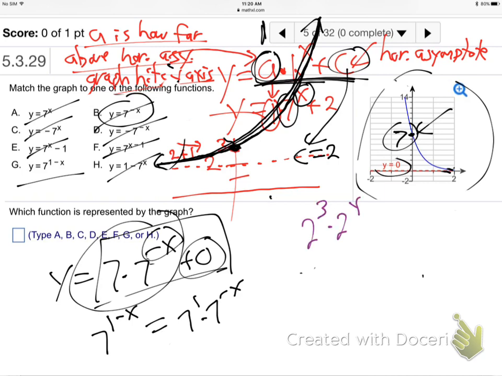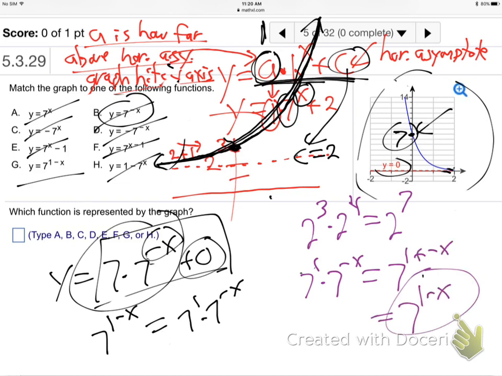Remember, like 2 to the 3rd times 2 to the 4th. Remember what powers do? Same base, multiply. What do powers do? They add. Remember, that's 2 to the 7th. So if I have 7 to the 1 times 7 to the minus x, they add: 1 plus negative x, which is 1 minus x. See how? That's the same thing, and that's what we have there. It's a different way to say the same thing.